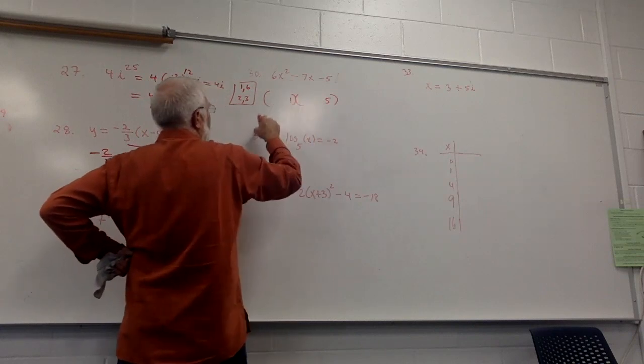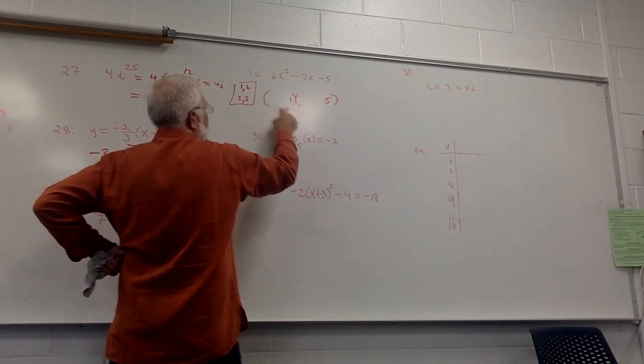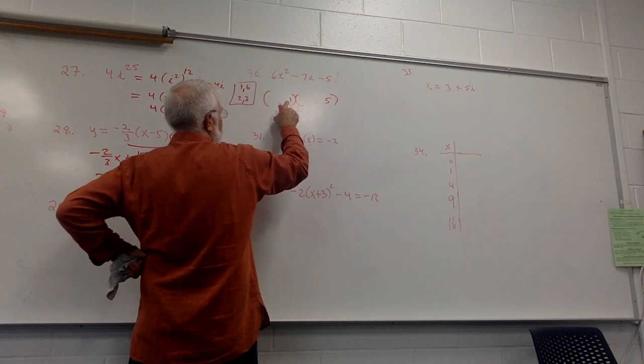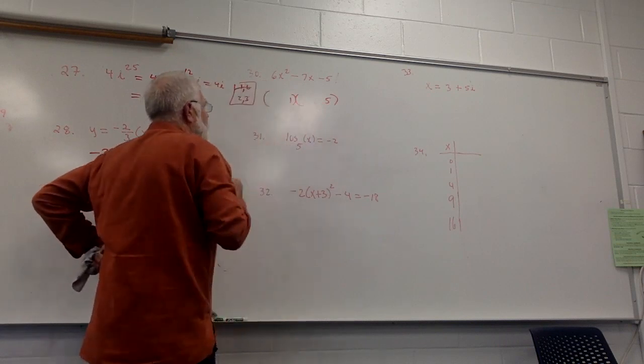I'm nowhere in the ballpark. I'm not going to put a 6 here. 1 times 5 is 5. The 6 has to go here. 5 and 6, that's out the window.